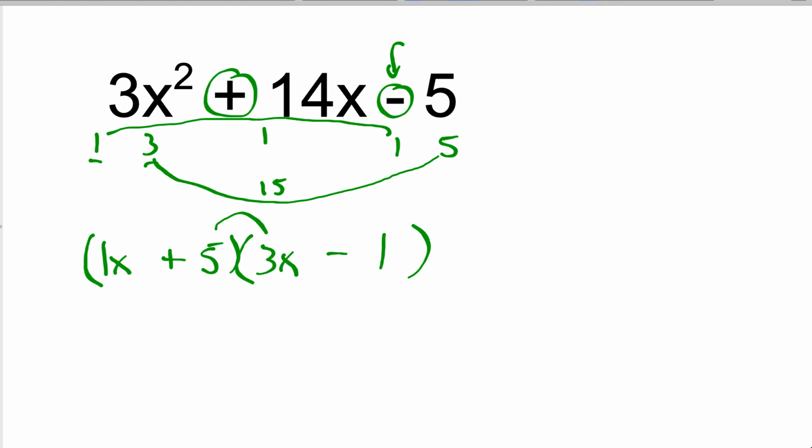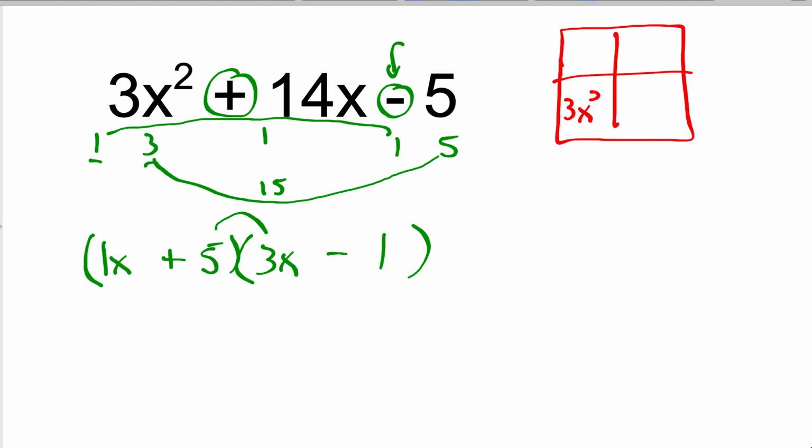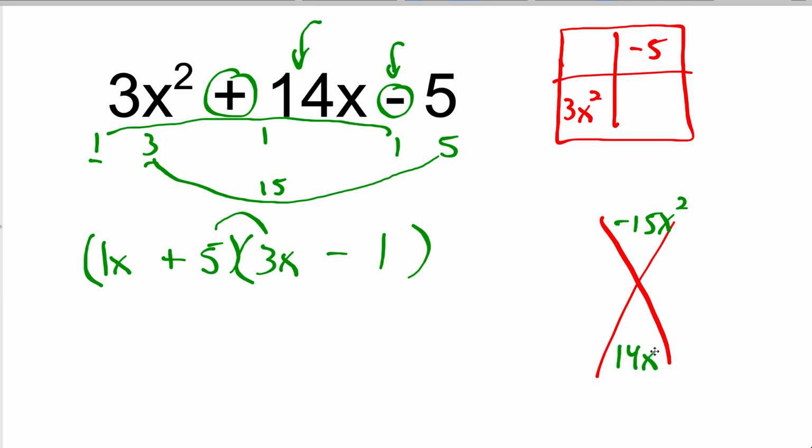If you have to, which is fine, you could also go to this. So we have our 3x squared and our negative 5. We multiply diagonal to get negative 15 x squared. And then this middle term here goes down here, 14x. So now we say factors of negative 15 that combine to be 14 would be 15x and negative 1x. And then they go in here, 15x and negative 1x.